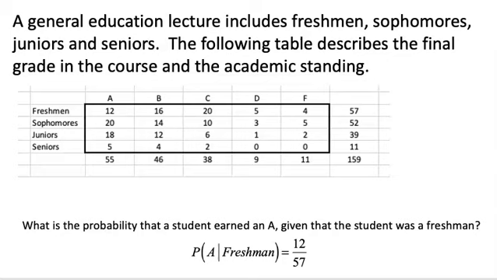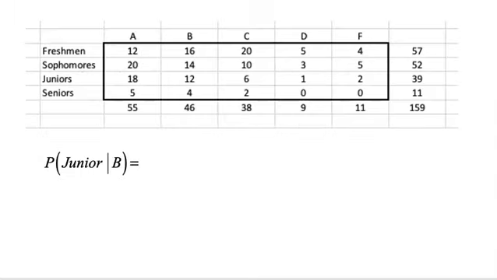So let's do a couple other problems that are in that same vein. How about the probability someone is a junior given that they earned a B? So just focus on the B column. How many B's do we have? 46. Of them, how many are juniors? 12. So that'll be 12 out of 46. And we'll do one more like that. Probability someone gets a C given that they're a senior. So we're going to focus on the senior row. Not too many seniors in our class, but 11 of them are seniors. How many of them earned C's? 2. So 2 out of the 11.